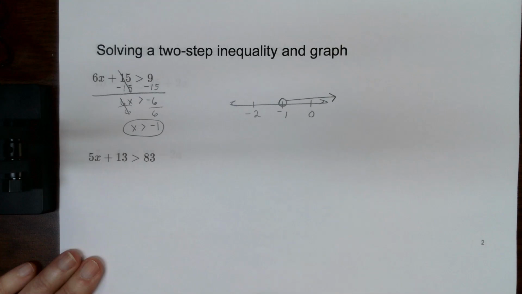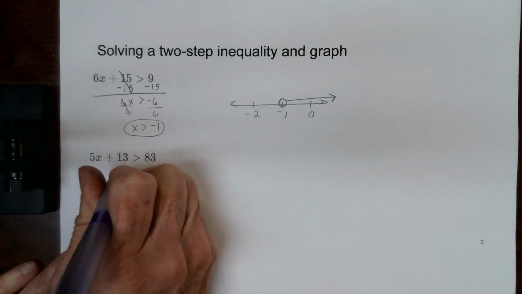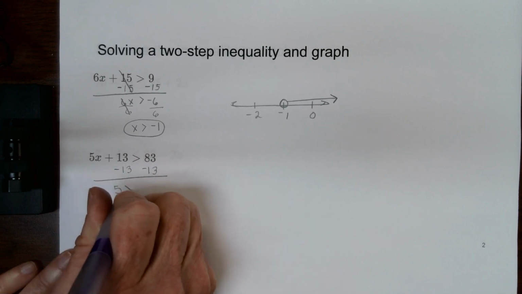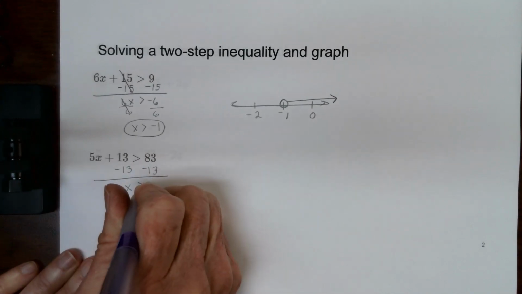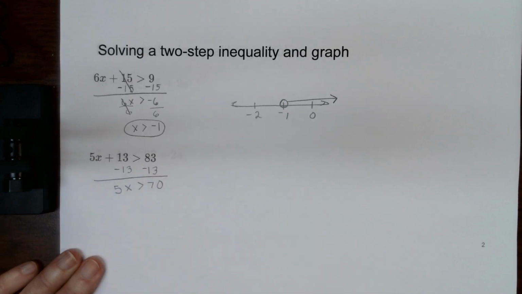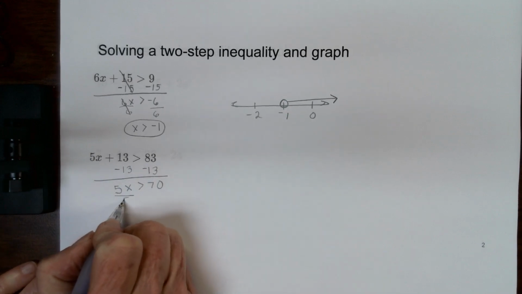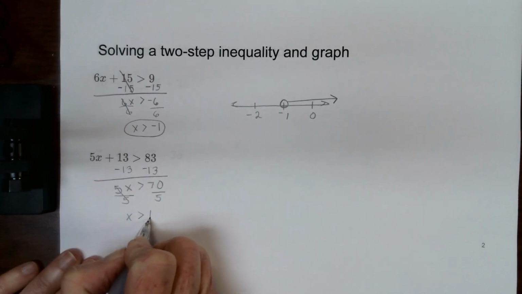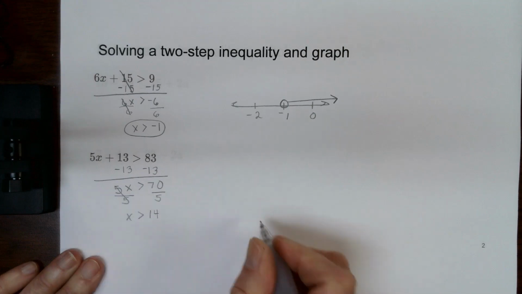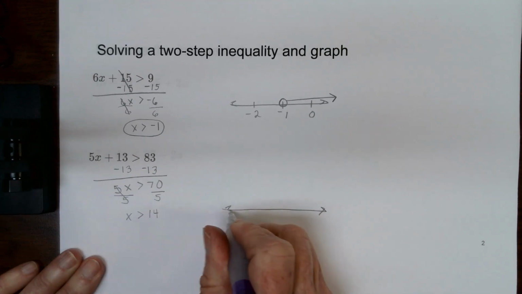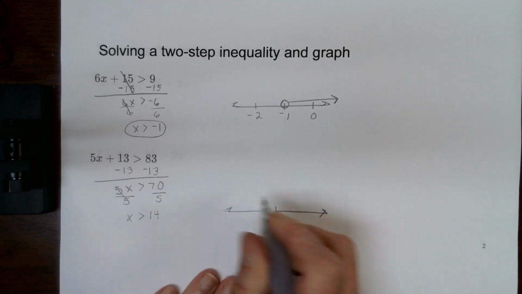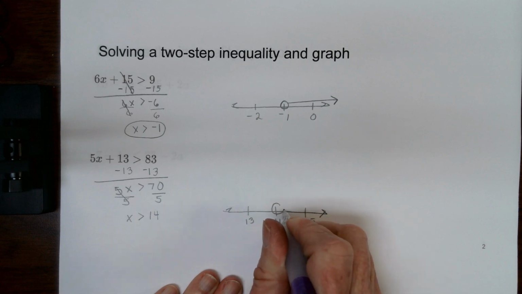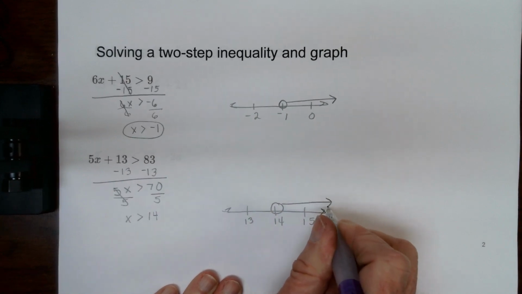the arrow. All right, on this one, I'm going to add a negative 13 to both sides. I bring down the 5x, bring down the inequality. I'm going to get a 70. The 5 is multiplied by the x, so to get rid of it, I have to divide. So I have x is greater than 14. So again, to graph it, the 14 would go in the center, 13 on the left, 15 on the right, open circle at 14, and it shades to the right.